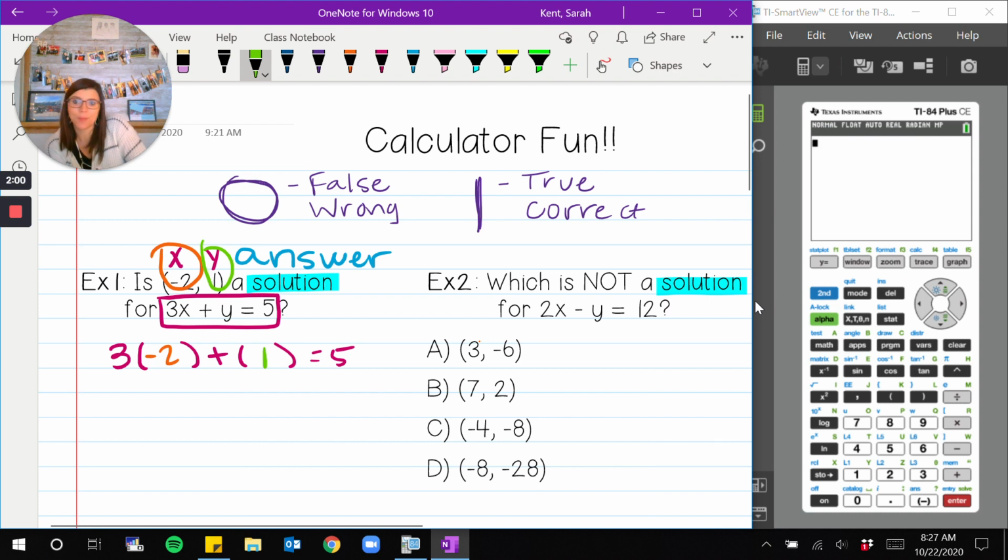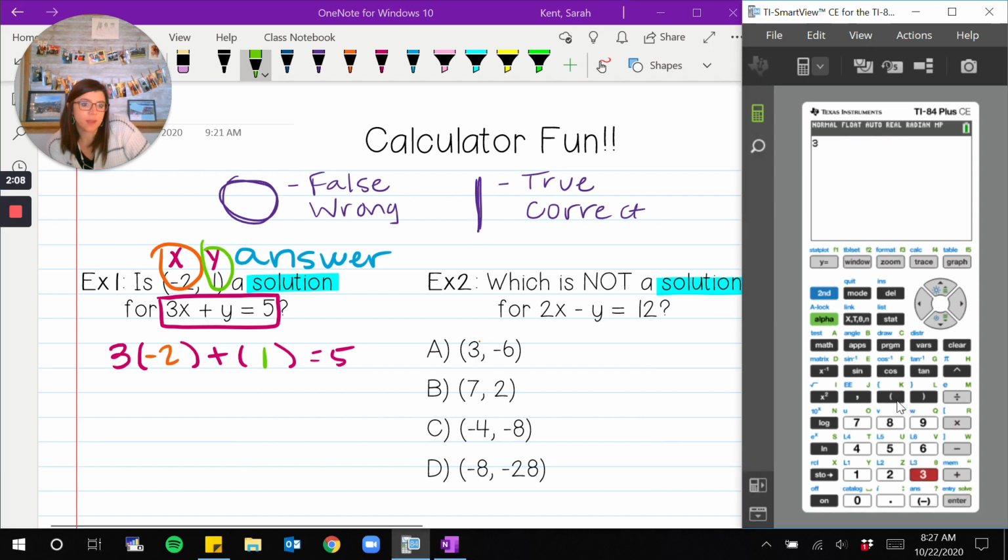And then I can put this whole thing into my calculator. So I can type in 3 times -2 plus 1. And then to get the equal sign, I'm going to press second math. When I do that, I'll see there's an equal sign right here. So I'll press enter, and now there is an equal sign. So I want it to equal 5. So I'll say equals 5. And then when I press enter, here it says 0.